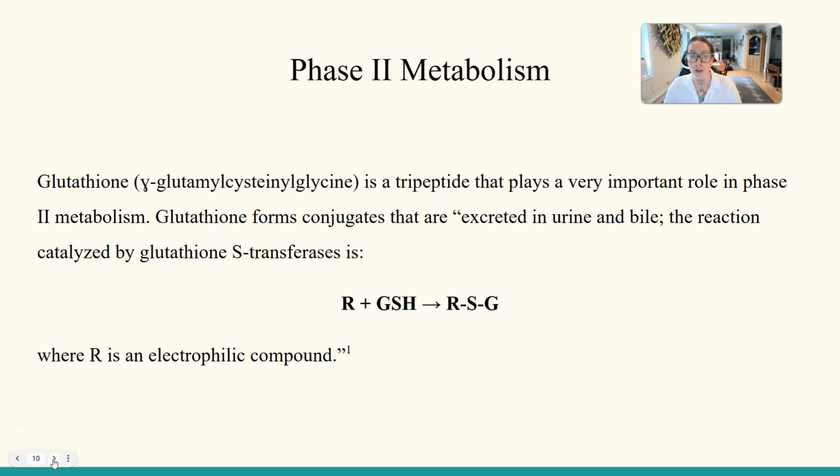Glutathione, gamma-glutamyl-cysteine, is a tripeptide that plays a very important role in phase 2 metabolism. Glutathione forms conjugates that are excreted in urine and bile. The reaction catalyzed by glutathione S transferase is seen below, where R is an electrophilic compound. R is combined with glutathione and produces this product.